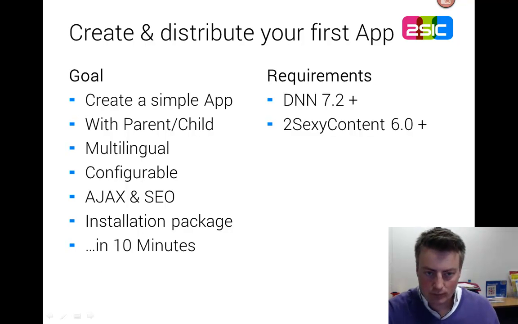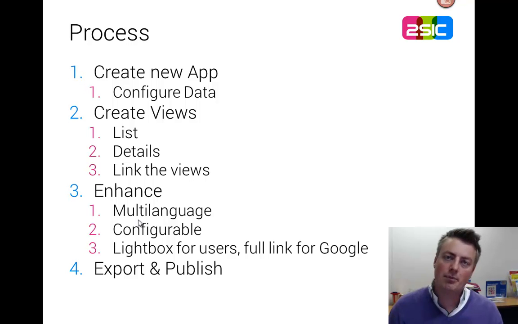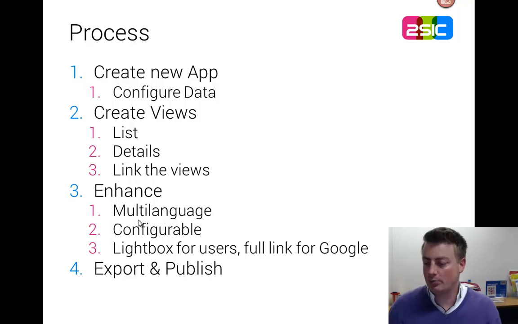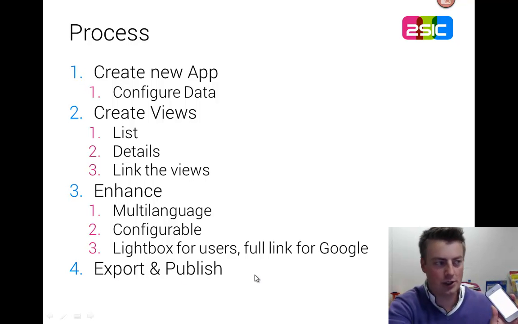So what are we actually going to be doing? We're going to first create an app. We're going to configure the data in it. Then we're going to create the views. We're going to link them so that we have a list and the details, which will open in a lightbox, but still offer a direct link for Google. Then we're going to enhance it with some multi-language placeholders, make it configurable. And that's about it. Then we'll export it and publish it. And we're really going to try really hard to get this to work within 10 minutes. So I'm actually going to start my stopwatch here.